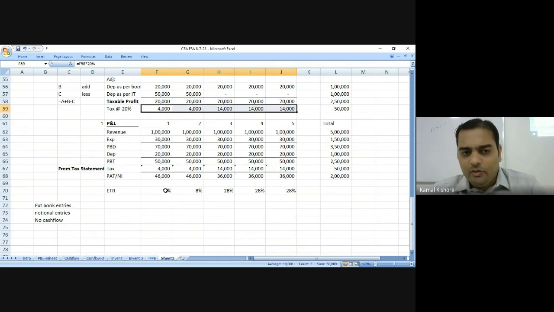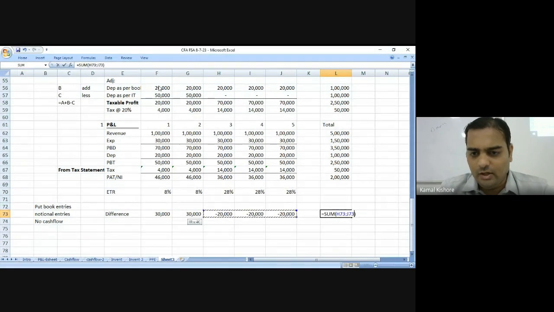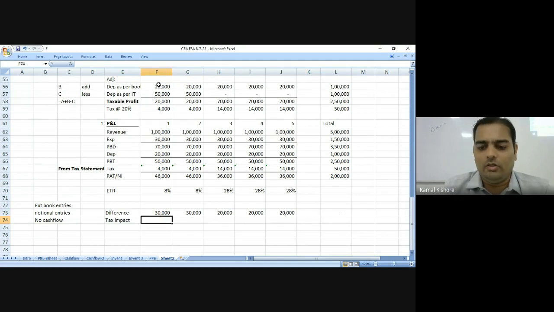Okay. But because this is creating an anomaly, this is creating a not so relevant picture, how do we adjust this? So what they're telling is, wherever this timing difference or temporary difference is there, reverse it by a book entry. How will you do that? Very simple. You will see what is the difference. This minus this, correct? Where is the difference coming from? The difference is coming from these items. Ultimately, the difference is 0 because it is reversing. What is the tax impact on this 30,000?